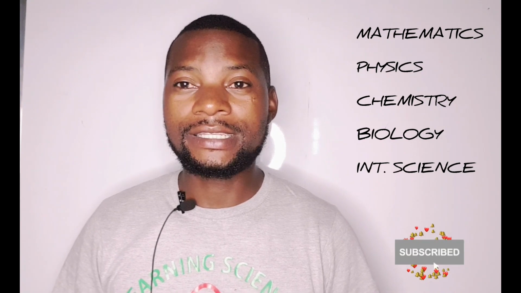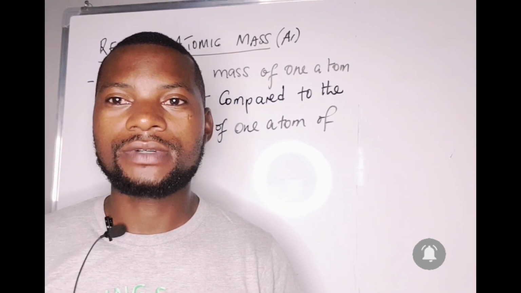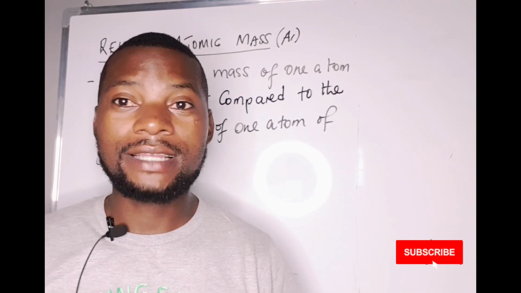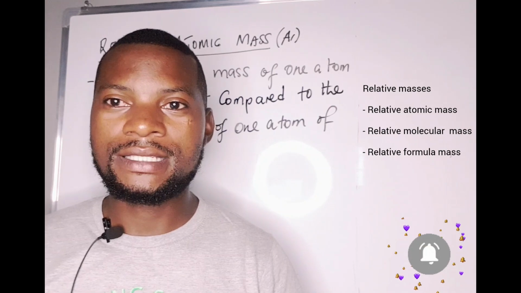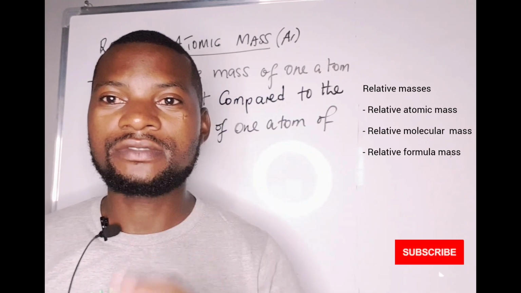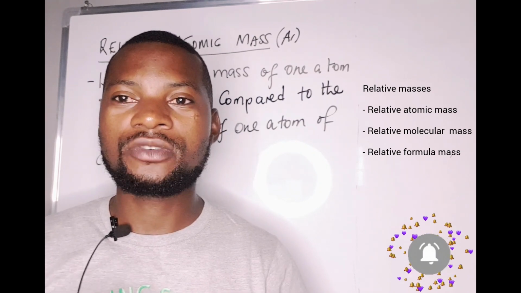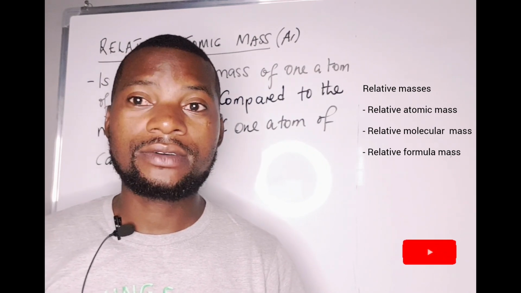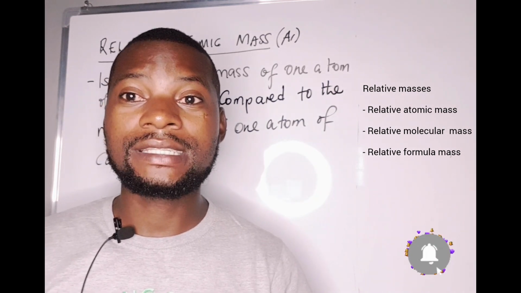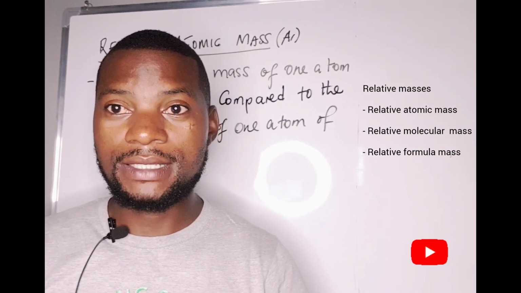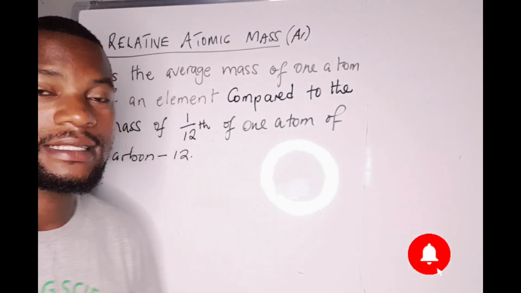So in this video, we are going to look at the mole concept, but under the mole concept, we are going to look at the relative masses. There are three relative masses that we are going to look at. The first one is the relative atomic mass. Then the second one is the relative molecular mass. And the last one is the relative formula mass. So now, let's start with the relative atomic mass.